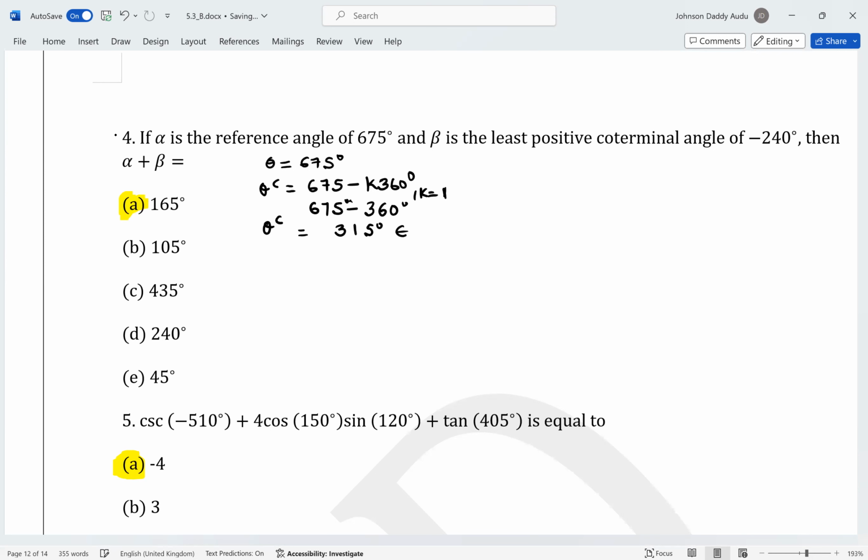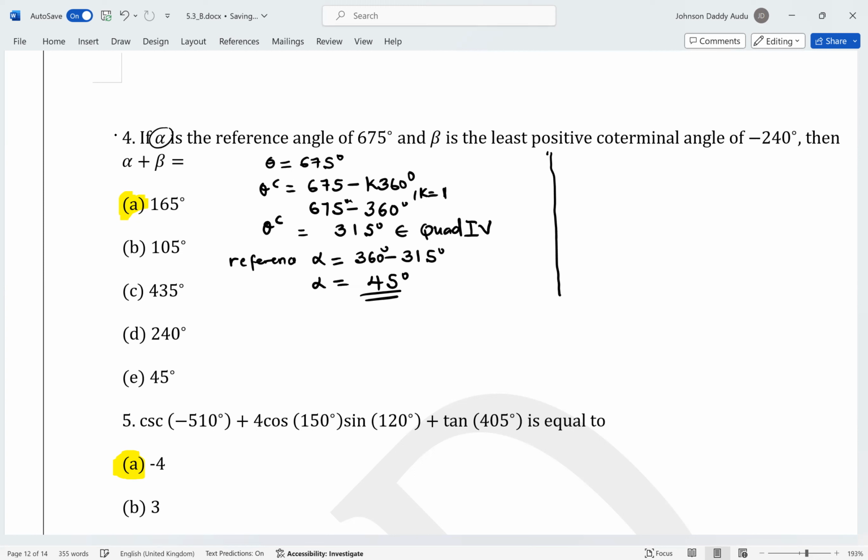And now this angle belongs to what? It belongs to quadrant number 4. So the reference, but here we are told that alpha is the reference. So the reference alpha is going to be what? 360 minus 315. So alpha is going to be 45. Okay, that is the reference.